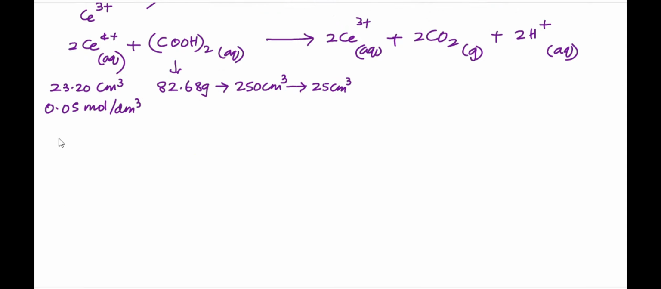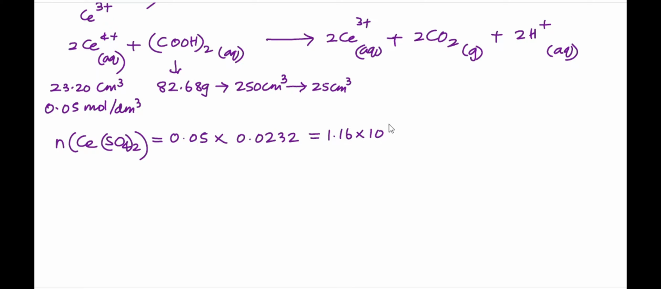Let us first calculate the number of moles of Ce(SO4)2 required in the titration. That is equal to concentration times the volume, which is 0.05 times, in dm cubed, 0.0232, and that gives us from the calculator 1.16 times 10 to the power of minus 3 moles.